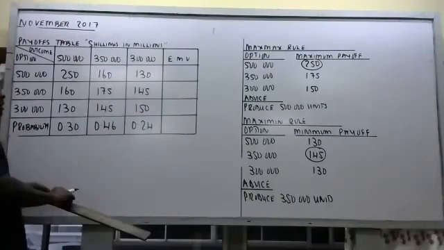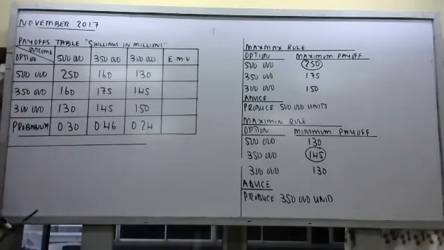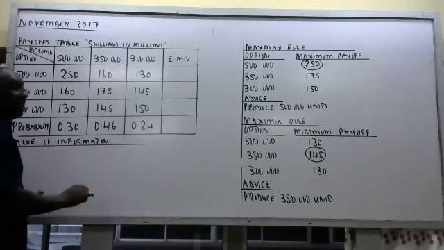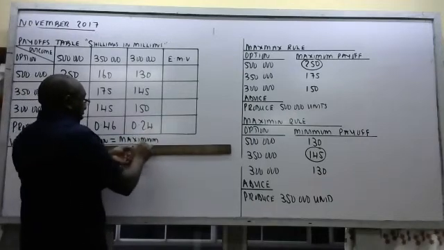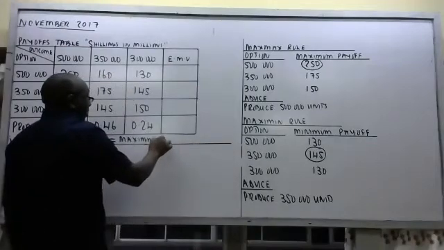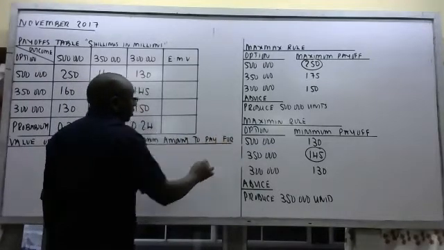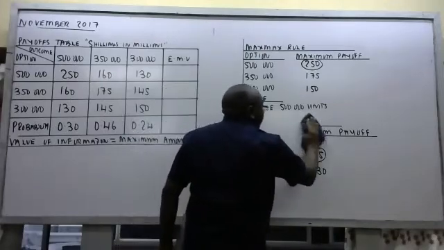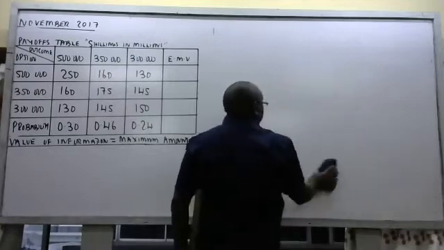Something else that you can easily come across here, although it's not required in this question, is what we call value of information. And remember, value of information can also be brought to you as the maximum amount to pay. We can ask you to tell them the maximum amount to pay for information. The maximum amount that you can pay for information is what we call value of information.